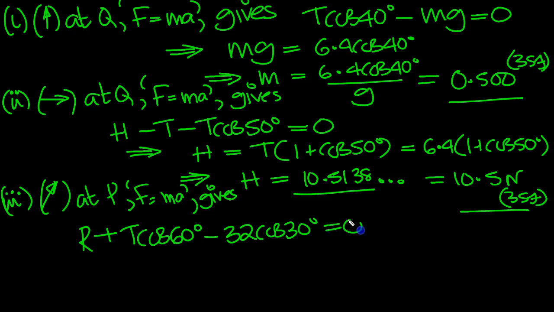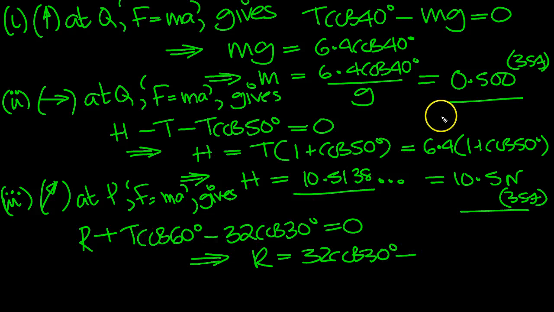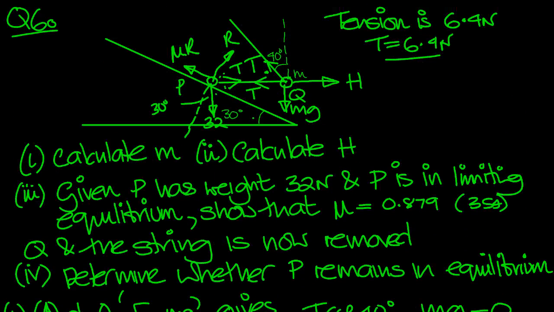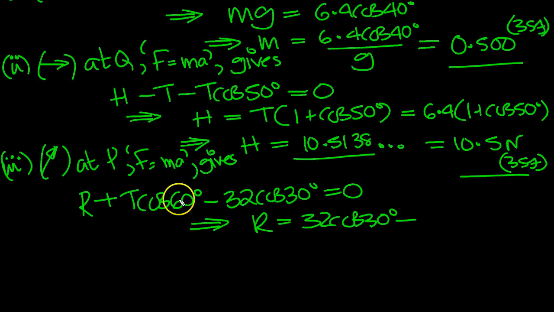And that equals 0 because there's no acceleration, it's in equilibrium. So that tells us what R is then. Let's move this over, 32 cos 30 minus T. Tension in the string is 6.4, wasn't it? Just double check that. Tension is 6.4. So move this over is 6.4 cos 30. Cos 60 is sine 30 is a half. 6.4 times half is 3.2. So we can put that in straight away.